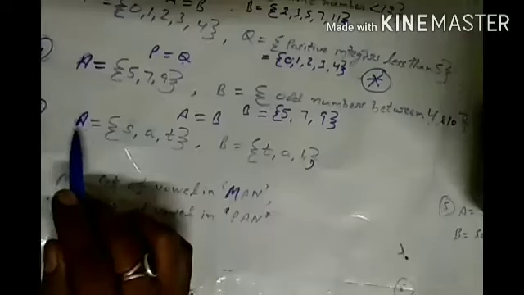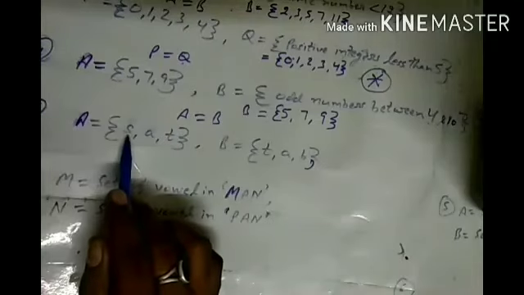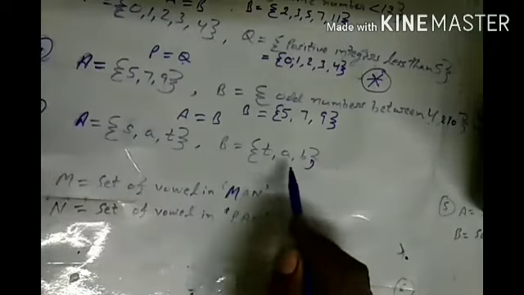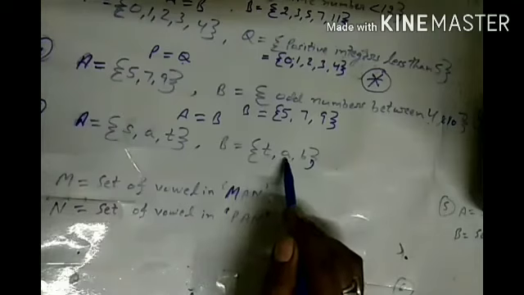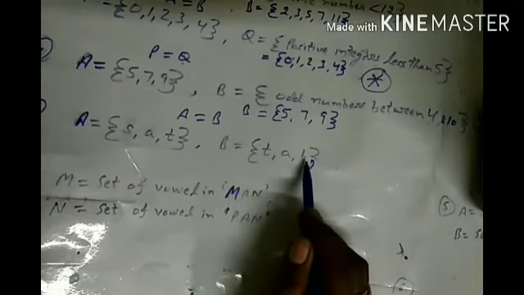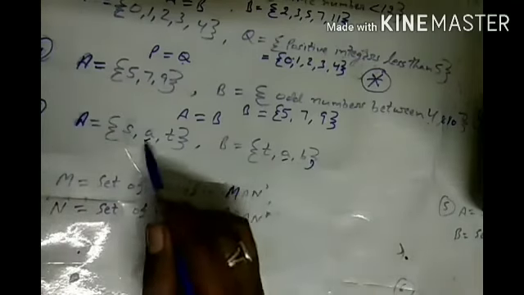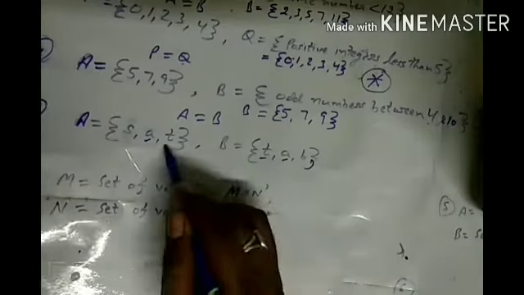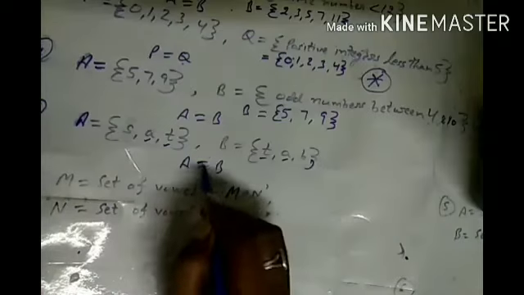Question number 5. Set A has the elements S, A, T and B has the elements A, T and B. Here A is the same as A and T is the same as T, but B is not equal to S. Therefore clearly I will write set A is not equal to set B.